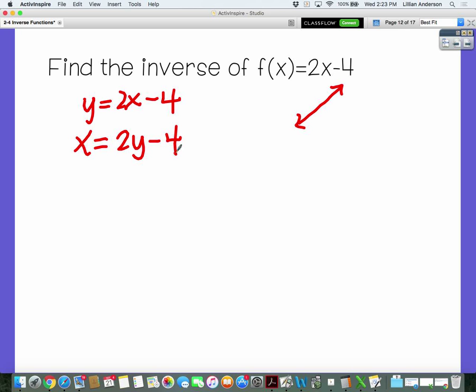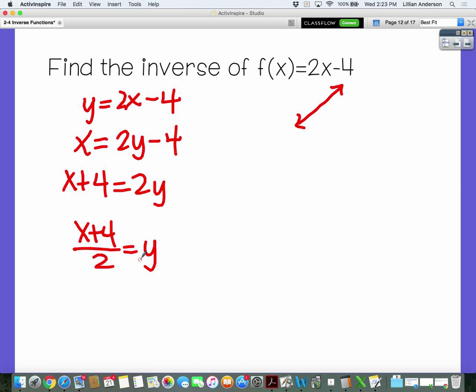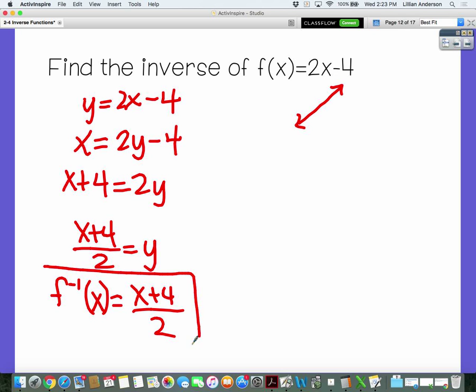Once you switch x and y, then you solve for y. How do you get y by itself? Add 4, and then divide by 2. And because our inverse is a function, we can use our proper notation and replace y with f to the negative 1 of x and write our function. Do you have to do that second to last step? No, you don't have to, but you do need that very last step. The only other way to simplify would be 1/2 x plus 2, and that's totally fine.